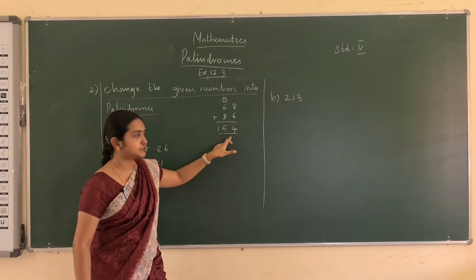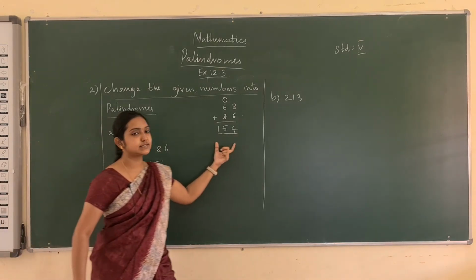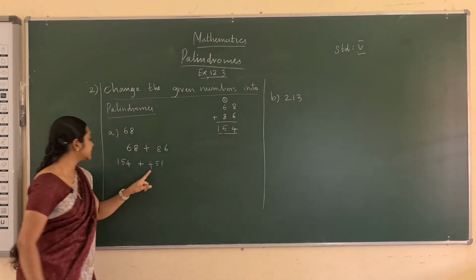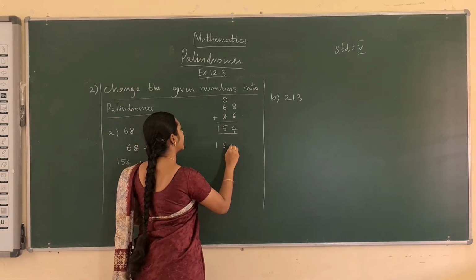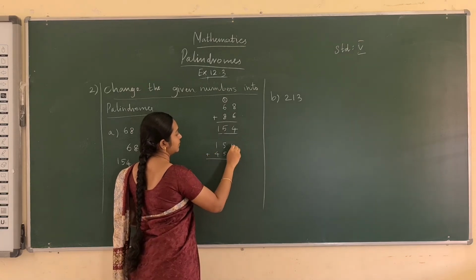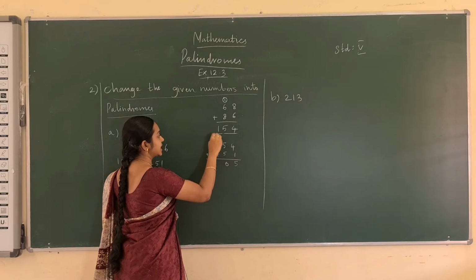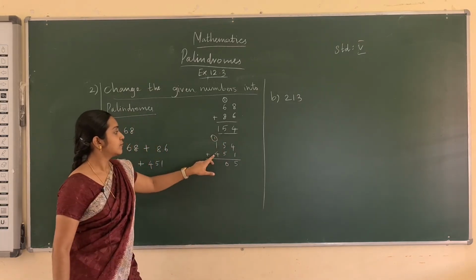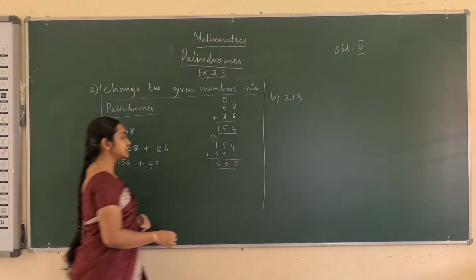So what we have to do? We have to take this as the original number and reverse this number. It is 451. Now add 154 and 451. 4 plus 1 is 5. 5 plus 5 is 10. So carry 1 to the next place. 4 plus 1 is 5. 5 plus 1 is 6. So it is 605.